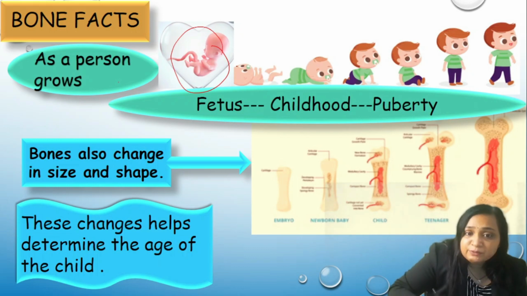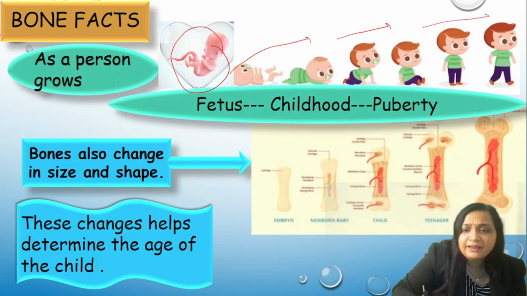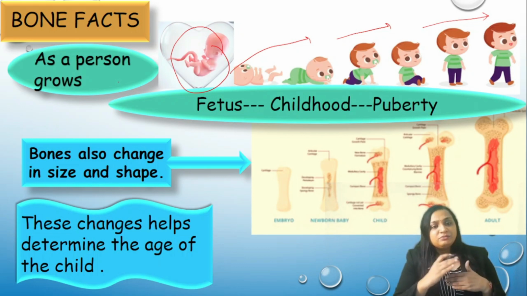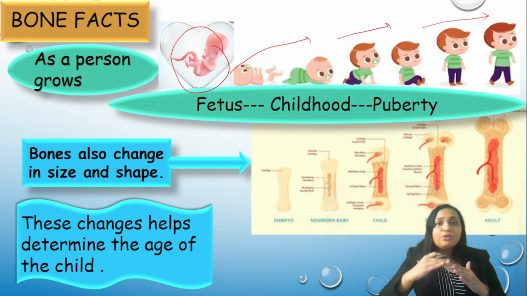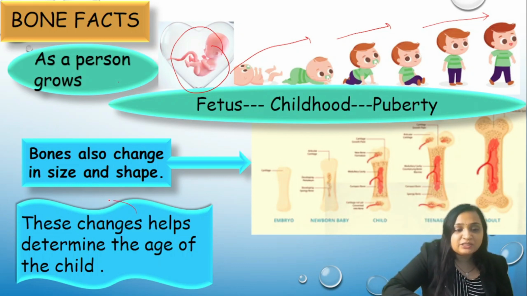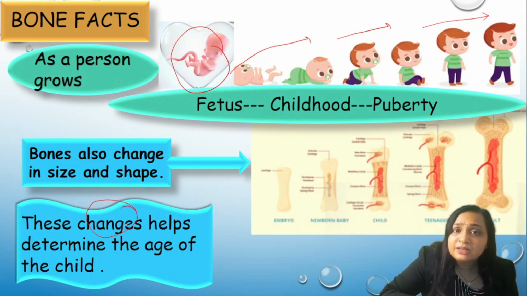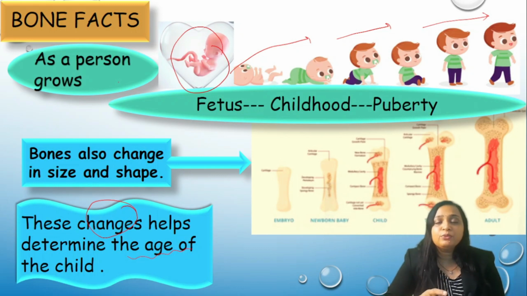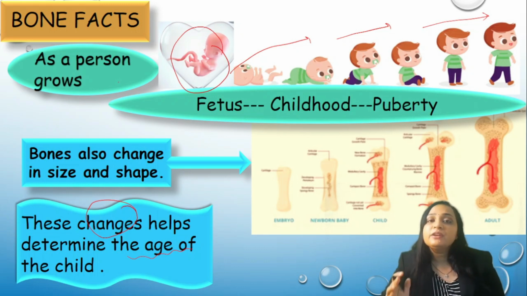So it starts from the fetus, childhood, then puberty, and then adulthood. As the person is growing, the bone also grows. It changes its size and shape. Whatever changes there are in the bone of a child, adolescent or adult, they will determine the age of the child, because certain changes of bone happen at a certain age.